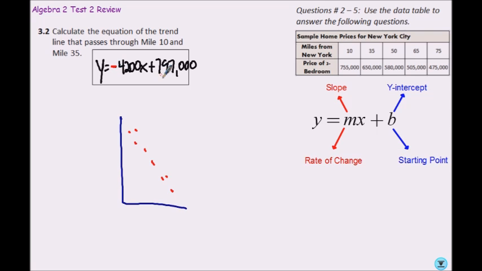The 797,000, what that's saying is that's the starting point, or at least again according to these numbers. So that's the starting point. Like if you're right there in the middle of all the action, then you could expect to pay that price. And then as you move away from the city, the price is going down by $4,200 per mile.